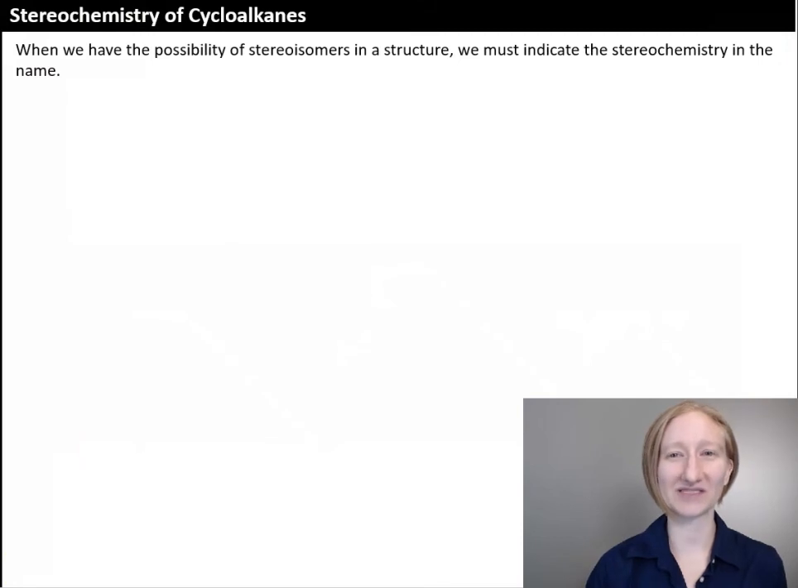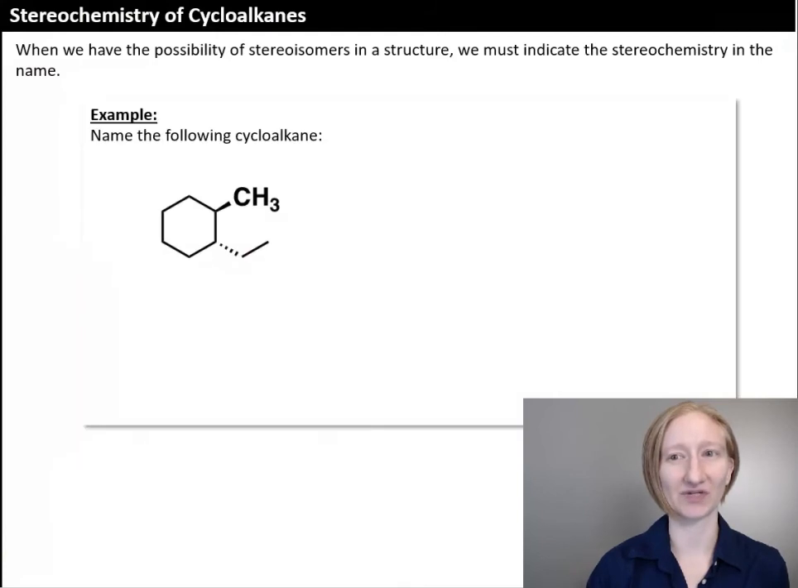One final piece to this video on stereochemistry of cycloalkanes is how we incorporate the stereochemistry into the name of a structure. So when we have stereoisomers, or when we have a specific stereoisomer denoted in our drawing, we must indicate the stereochemistry, cis or trans, in the name. So let's apply that to the example shown here. We'll walk through our naming steps one more time. The parent here is the cyclohexane ring.